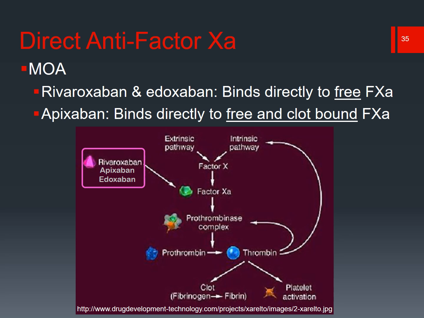Just as the name implies, rivaroxaban, edoxaban, and apixaban all bind directly to factor 10A within the cascade, rendering it inhibited. Whether they bind to free or clot bound, they all bind directly to factor 10A within the cascade.